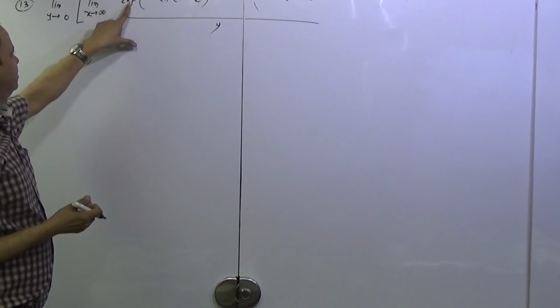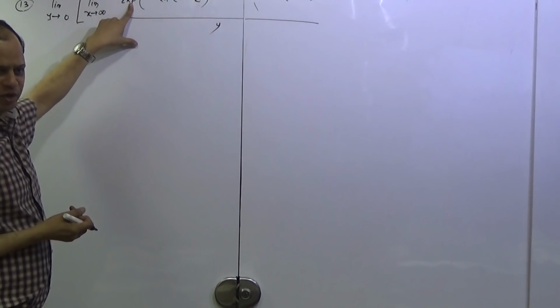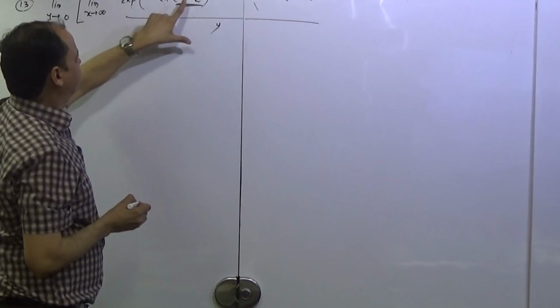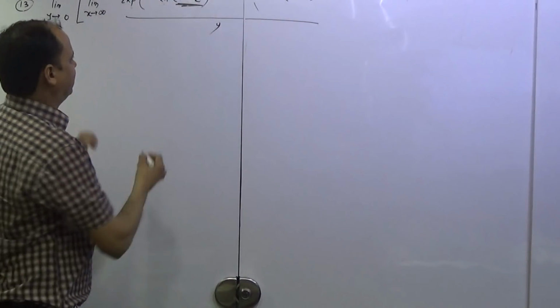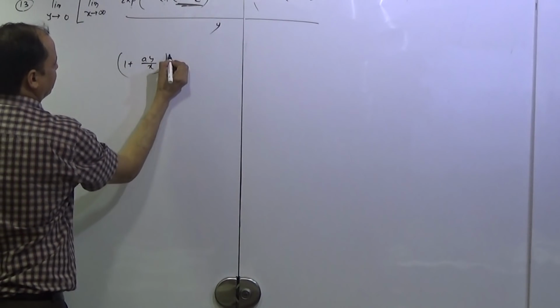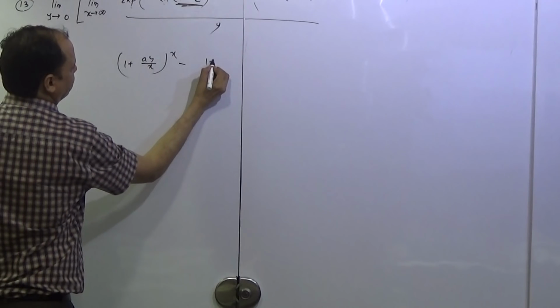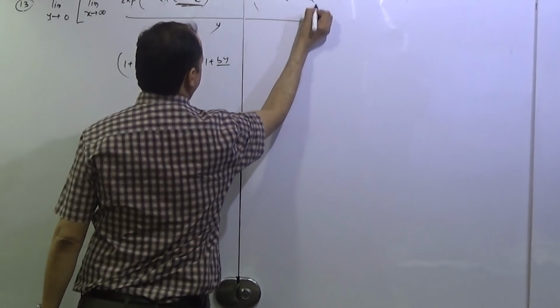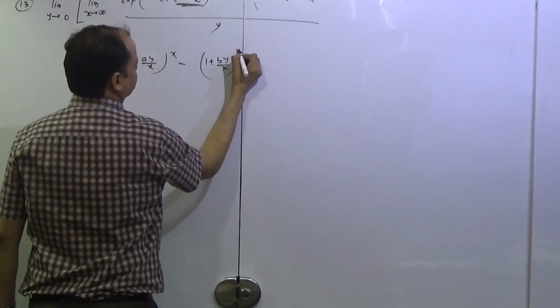Yes. So this exponential is actually e to the power of something. So e to the power ln of this function will become this function only. Can I write it as 1 plus a by x, raised to the power x, minus 1, minus 1, plus b by x, this is x actually, raised to the power x?